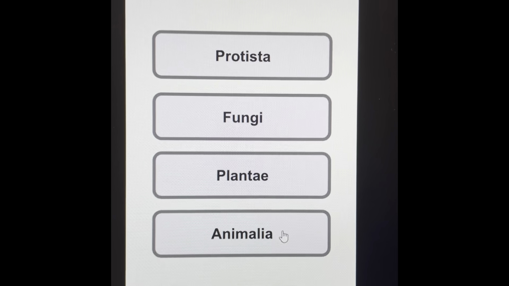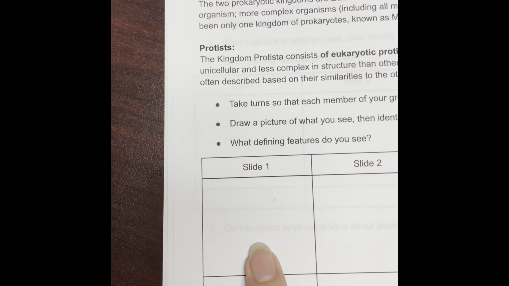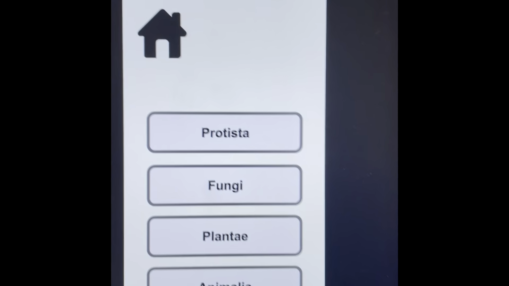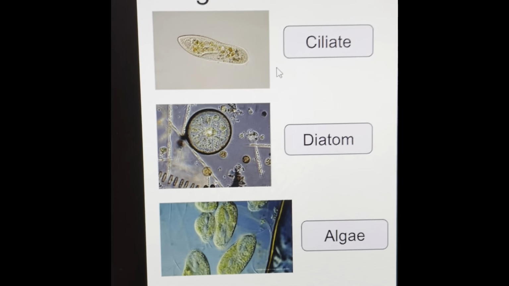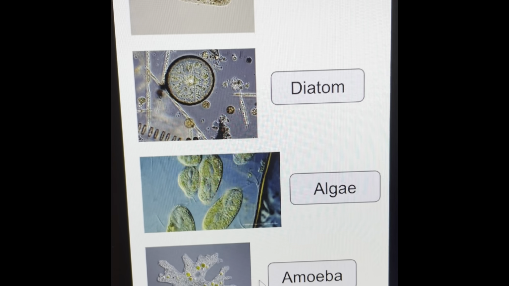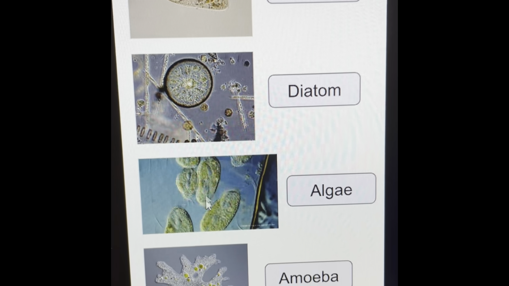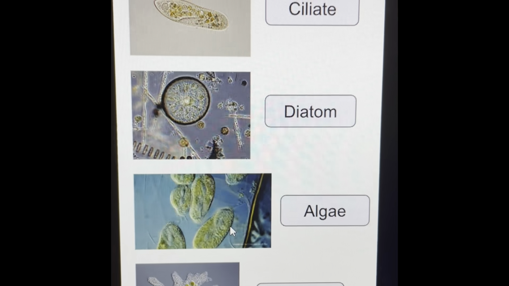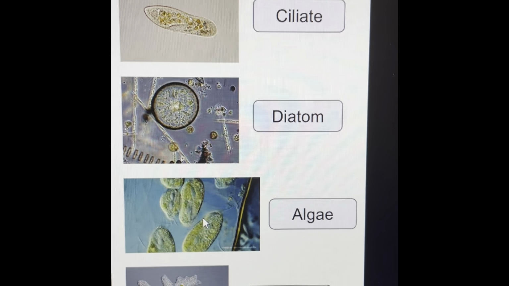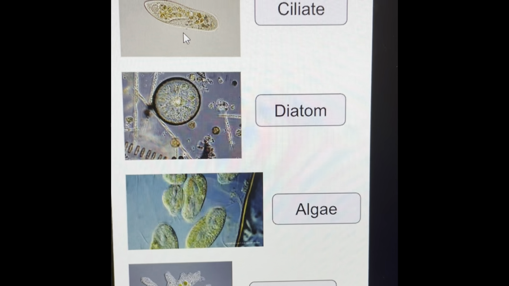Okay, I have 4 different images, and what I want you to do is draw a sketch of what you see in the 4 images and then label the name of the image. So if we go to Protista, then we have a ciliate, a diatom, an algae, and an amoeba. And these are part of kingdom Protista. Now don't get confused, there are some algae that belong in kingdom Plantae and some algae belong in kingdom Protista. Some of these lines are a little bit blurry, but for our purposes, these are going to be kingdom Protista.